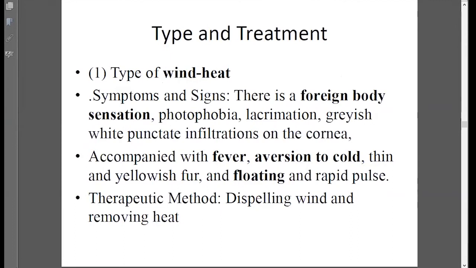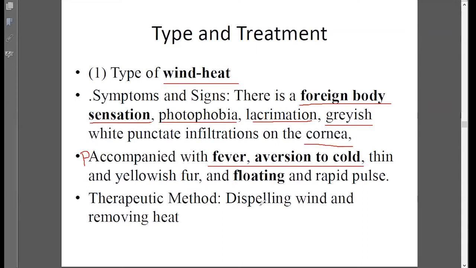Then we go to the different types and the treatment. This first type, the external type, is more popular. Locally pretty similar. We talk about feeling something inside the eyes, photophobia, tears, and we can see some mark in the cornea area. Other pattern symptoms: fever, aversion to cold. That's EPI.